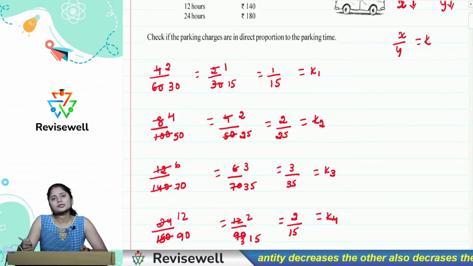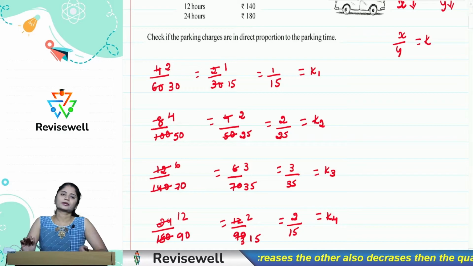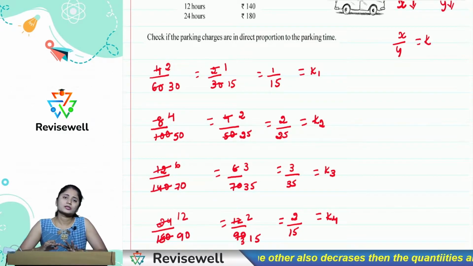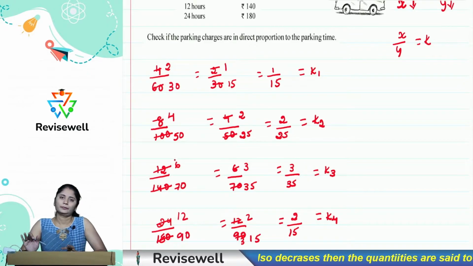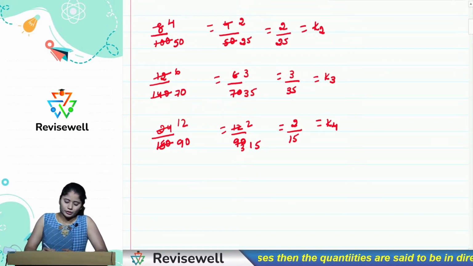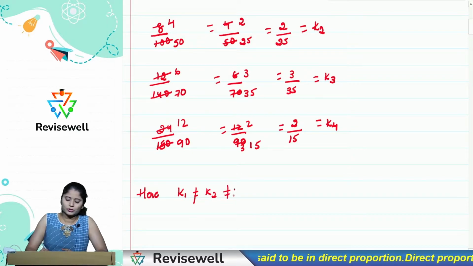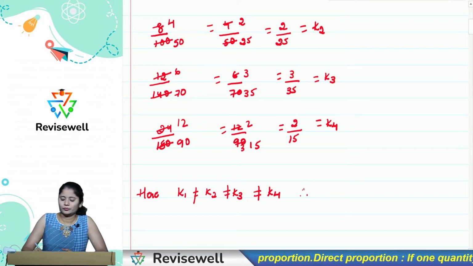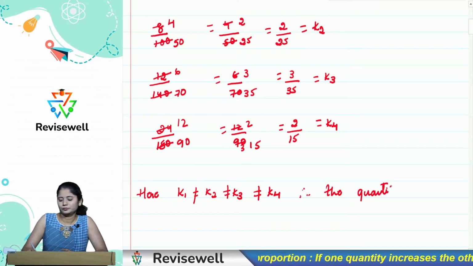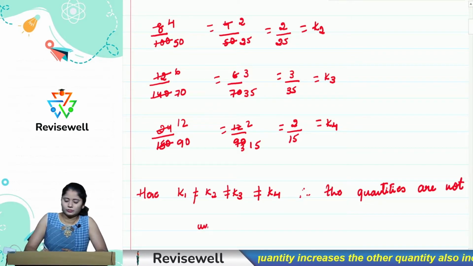So if all the constants are the same, then they are said to be in direct proportion. Since here all the constants are not the same, they are not said to be in direct proportion. Here we will give the reason, that is constant K1 is not equal to constant K2, which is not equal to constant K3, which is not equal to constant K4. Therefore, the quantities are not in direct proportion.